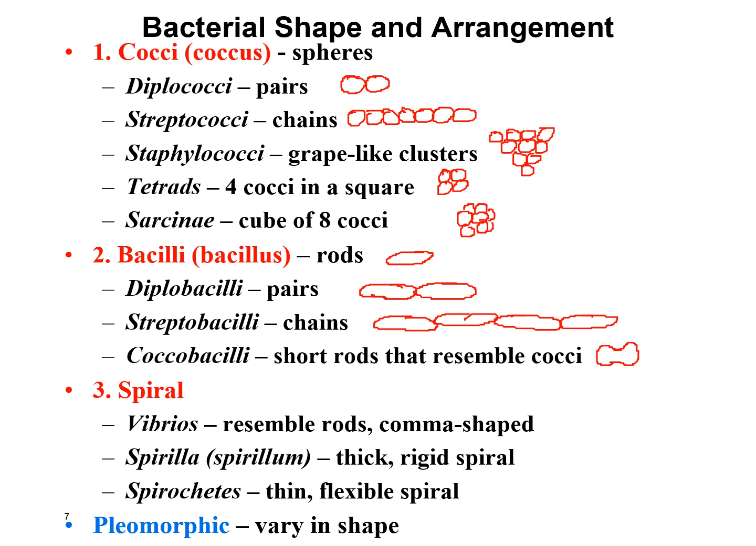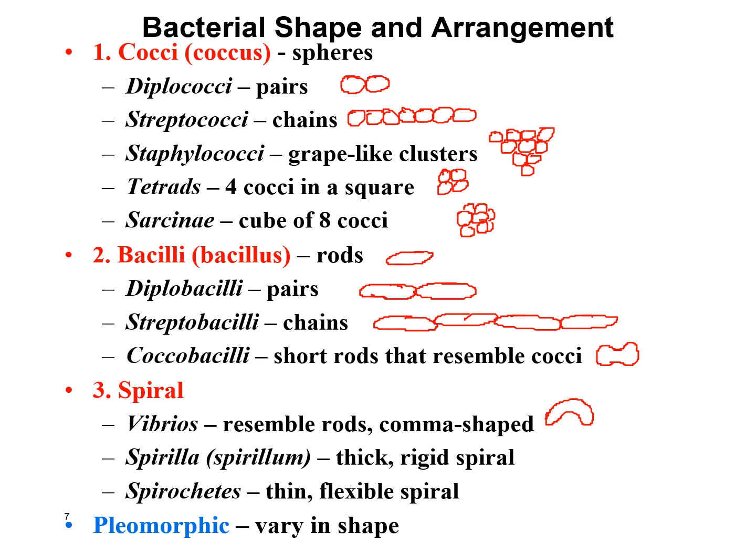Okay, and then we have our spiral shapes. So remember, these are curved in some way. A Vibrio, they're a curved rod, so they look like a comma shaped. Okay. And then a spirillum, that's the singular, and spirilla would be the plural.